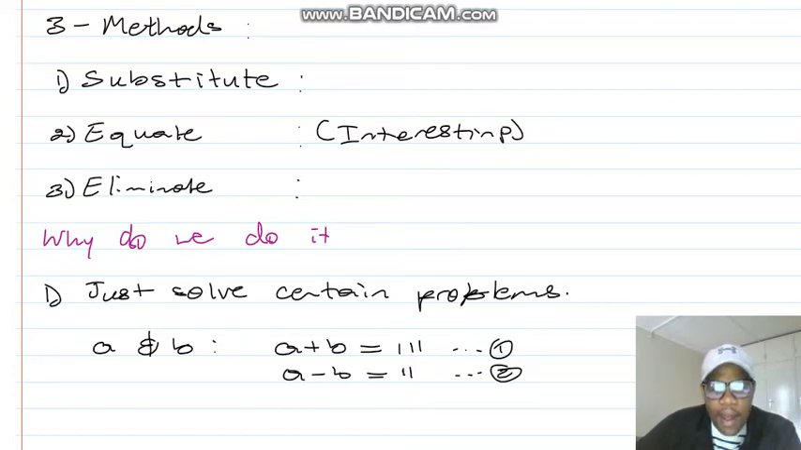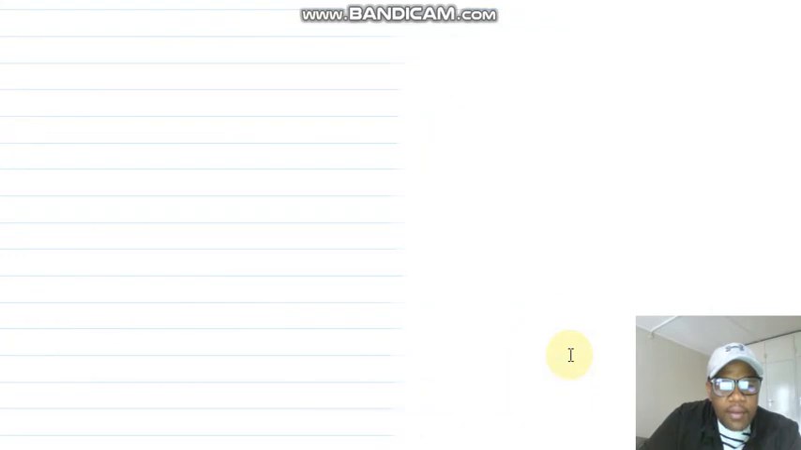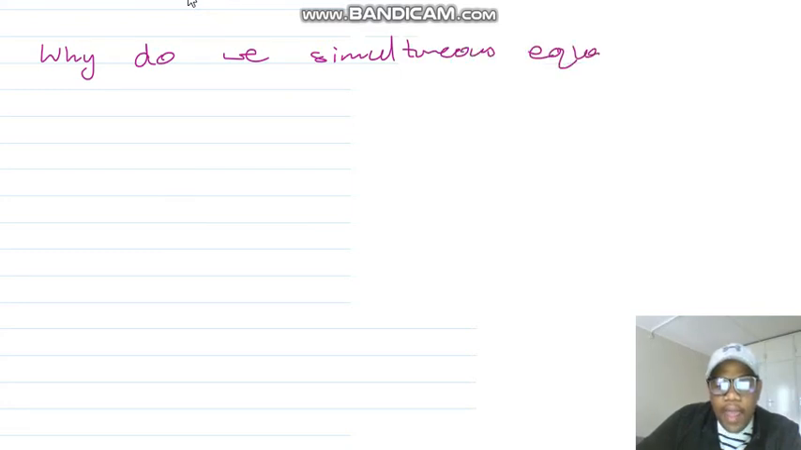So that's what I mean by just to solve problems. But maybe there's a good reason why we do it. Let's say, why do we do simultaneous equations? This is like part 2 of why we do it. Number 1, just to solve problems, but number 2, it's probably for some interesting reason.